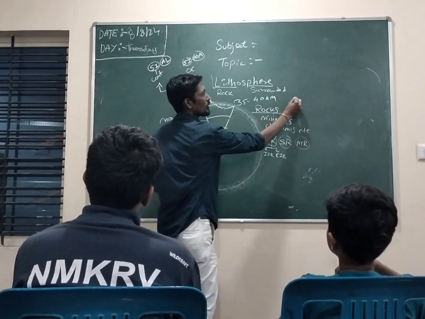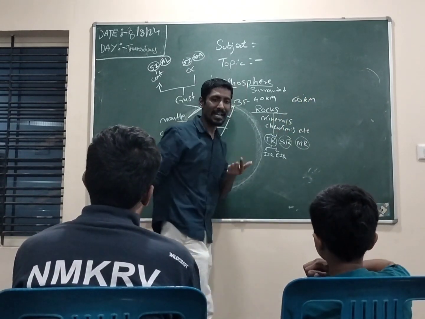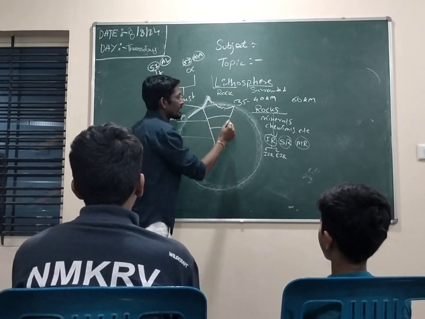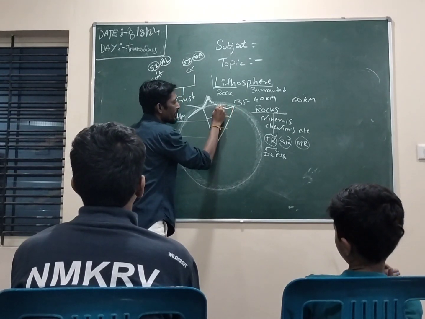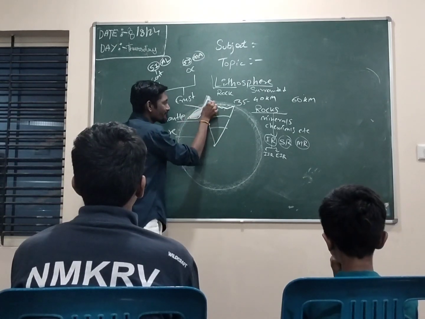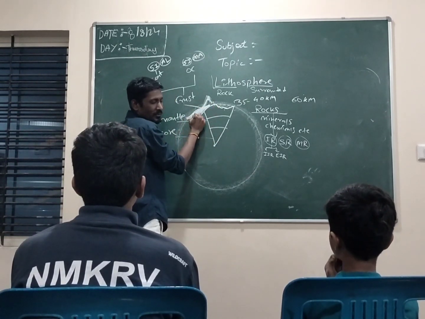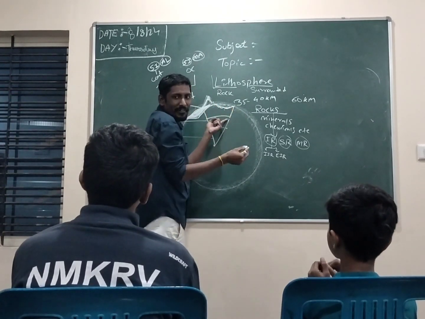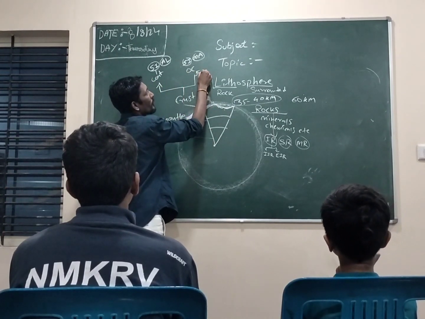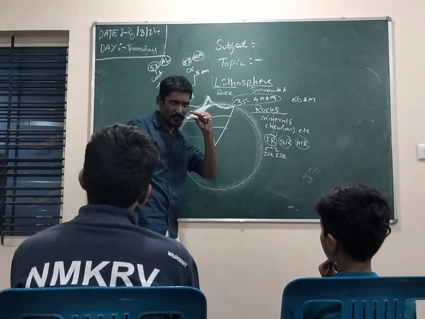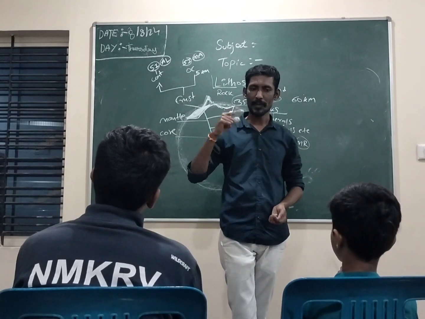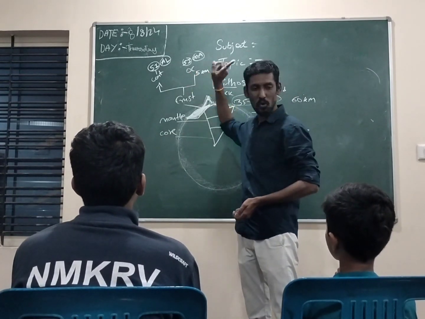In your book, they have mentioned 60 kilometers. However, this land is not even, it's uneven. Sometimes it is 30, sometimes 35, sometimes 40, sometimes more, sometimes very less. So on an average it is 35 to 40 kilometers. Oceanic crust on an average is only 5 kilometers. So how many types of crust? Two types, continental crust and oceanic crust.